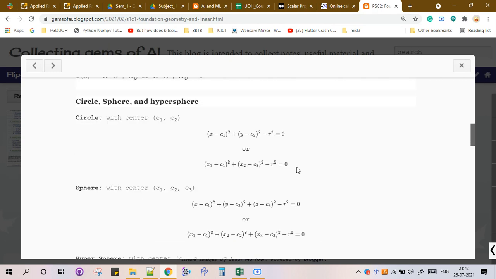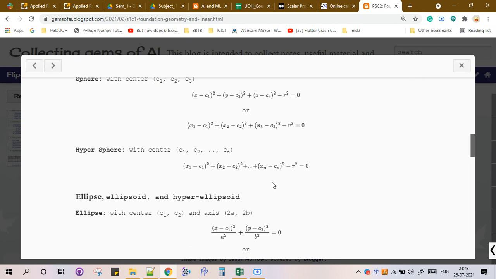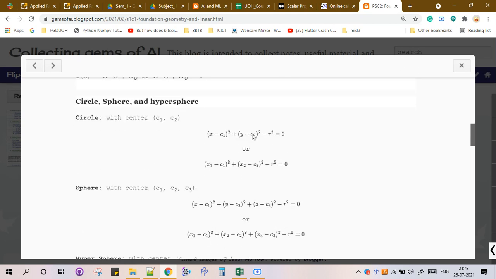Okay. And let's have a look at the formula of the circle and sphere, right? The circle is nothing but in 2D, so in 2D we have just two dimensions. So it is simple: (x - c1) squared + (y - c2) squared - r squared equal to 0, right? So x and y are your dimensions, c1 and c2 are the center, and the equation equals 0. Or in a generalized form, instead of x and y, you can use x1, x2. So (x1 - c1) squared + (x2 - c2) squared - r squared equal to 0.